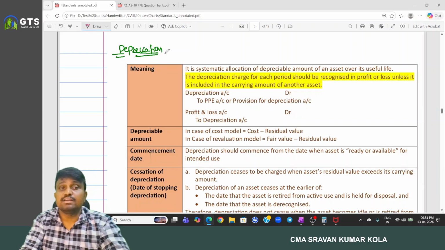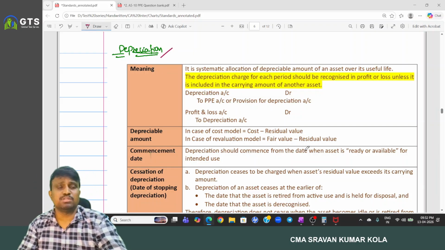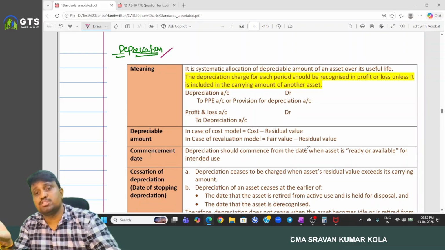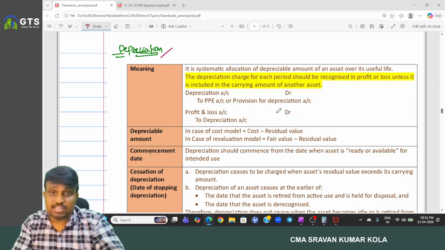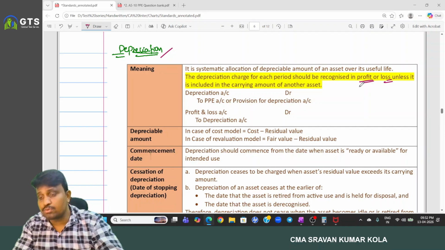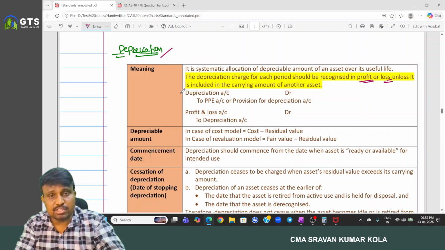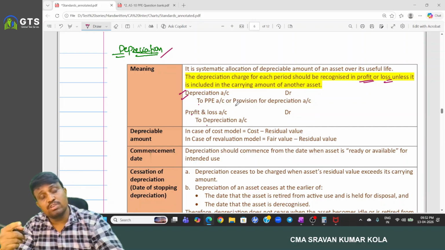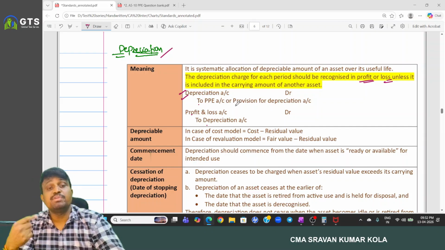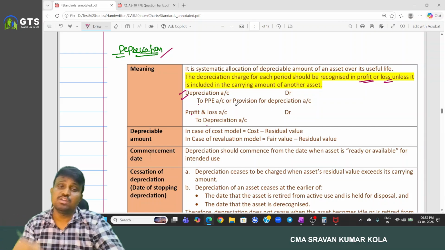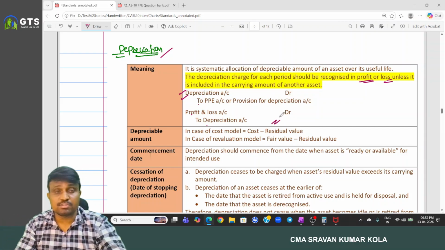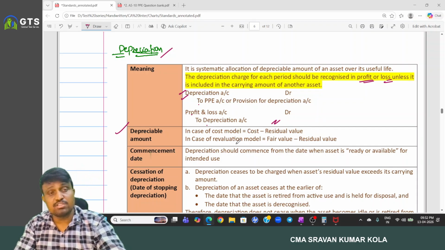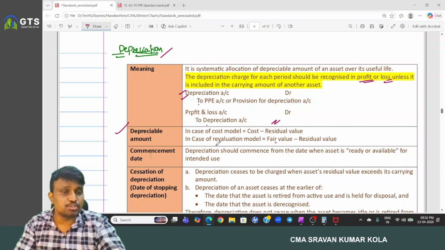Coming to depreciation, it is nothing but the systematic allocation of a depreciable asset over its life. The depreciation charge should be recognized in profit and loss. I already told you the entry: depreciation account debited to PPE, profit and loss account debited to depreciation. But if you are following the method of creating a provision, depreciation account debited to provision for depreciation, profit and loss account debited to depreciation. What is the depreciable amount? Cost minus residual value or scrap value. In case of the revaluation model, fair value minus residual value.